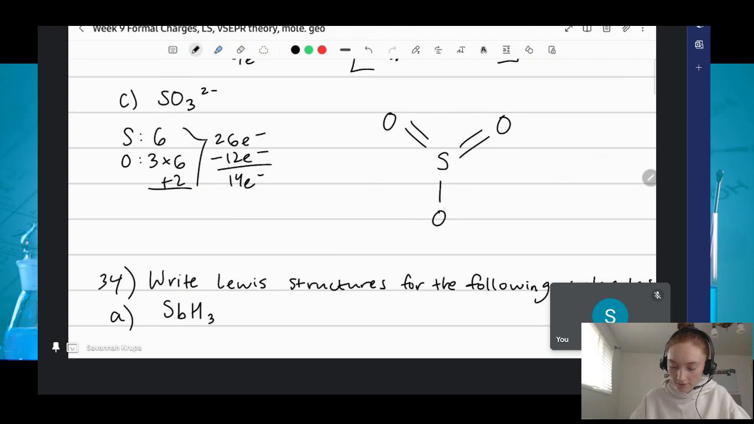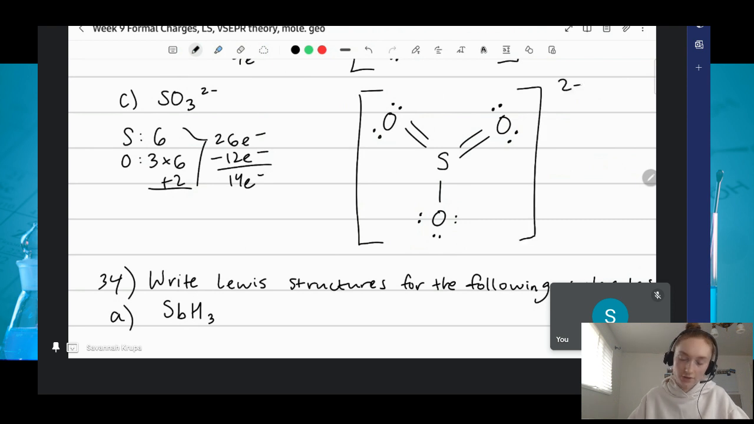In each of these, the double bonded ones will need 4, and this one will need 6. So if we add up all of these valence electrons, it should be 14: 2, 4, 6, 8, 10, 12, 14. So now this is satisfied. It has everything that it needs for each of these pairs. So that is the answer for this one, and that is a 2- charge.